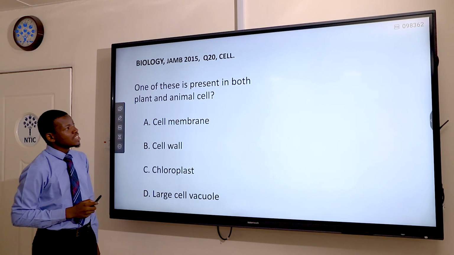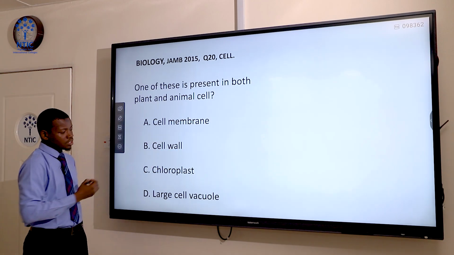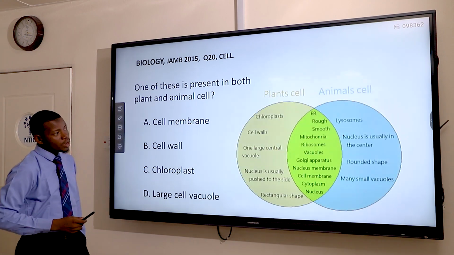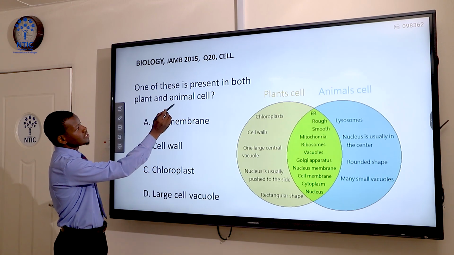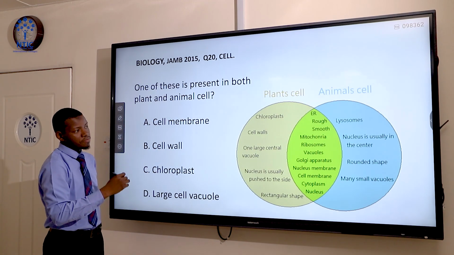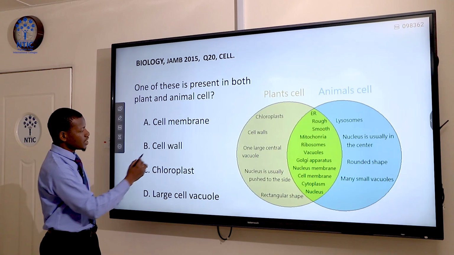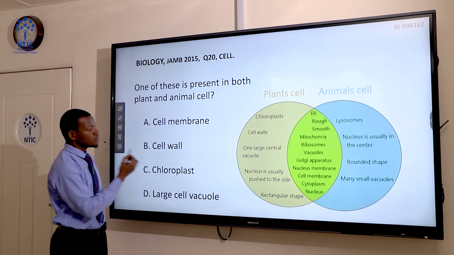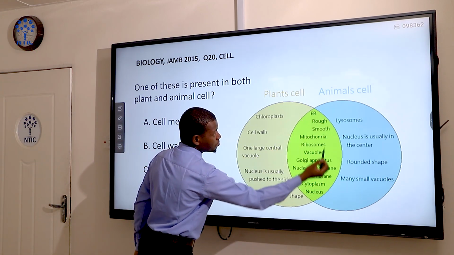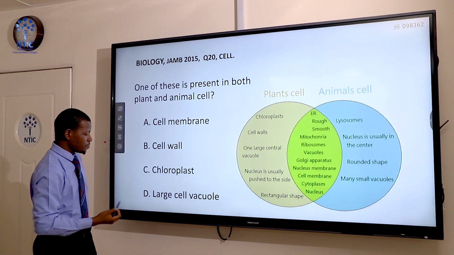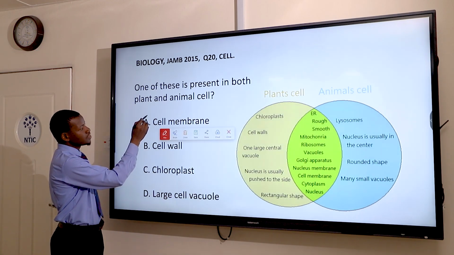Question 20. One of these is present in both plant and animal cell. A. Cell membrane, B. Cell wall, C. Chloroplast, D. Large vacuole. Here we have a Venn diagram showing the similarities and differences between plant and animal cells. The question is asking about similarities. Chloroplast belongs to only plant cell, so chloroplast cannot be the answer. Cell wall also belongs to only plant cell, so cell wall cannot be the answer. Cell membrane is common to both of them. Animal cell and plant cell both have cell membrane. And large vacuole only belongs to plant cell. So the correct answer here is cell membrane.